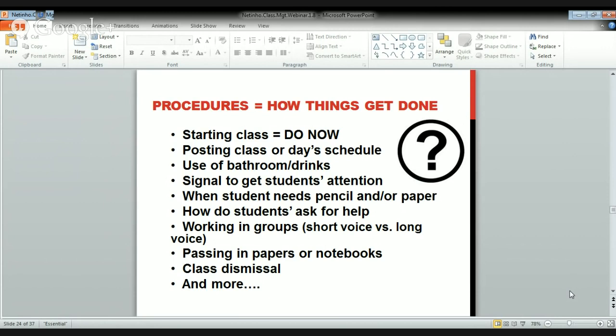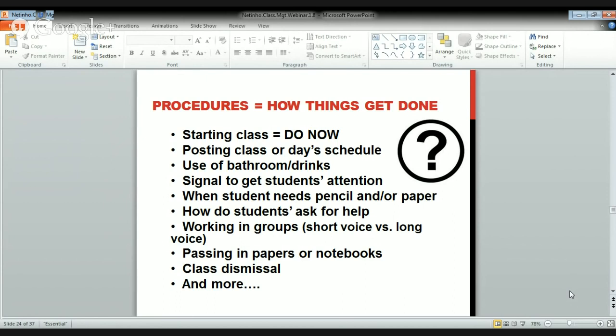Another procedure might be posting. Where do you post your class or day schedule? What's going to be your procedure for students to leave the room to use the bathroom or get drinks? What about a signal to get students' attention? Don't overuse your voice. It's bad for you, and your students often tune out. What's going to be your procedure when students need paper or pencil? How do students ask for help in your room? Do they raise their hand, or are they supposed to ask a partner first?